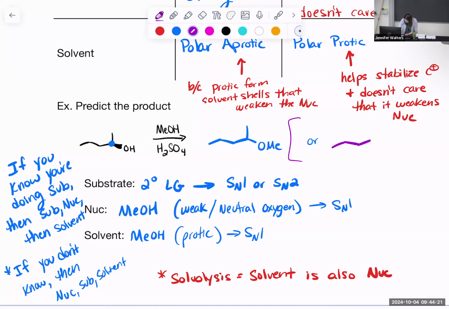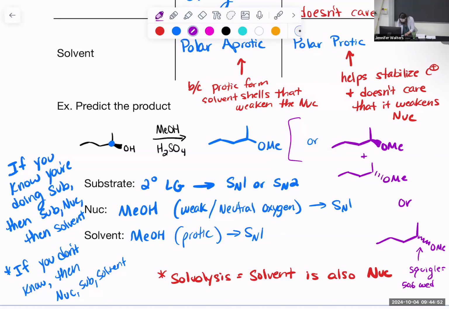you can show it where you actually draw in the 50% wedge and 50% dash. Or you'll sometimes see it written where you get this squiggly line. That squiggle means 50% wedge, 50% dash.